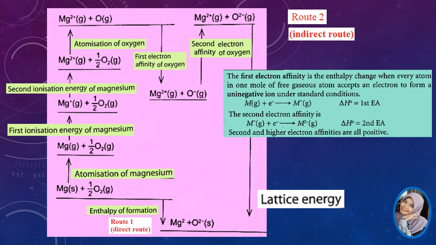The second electron affinity of oxygen is when an electron is added to the uni-negative ion. Note that the arrow for the second electron affinity of oxygen points upwards. This is because second and higher electron affinities are all positive.